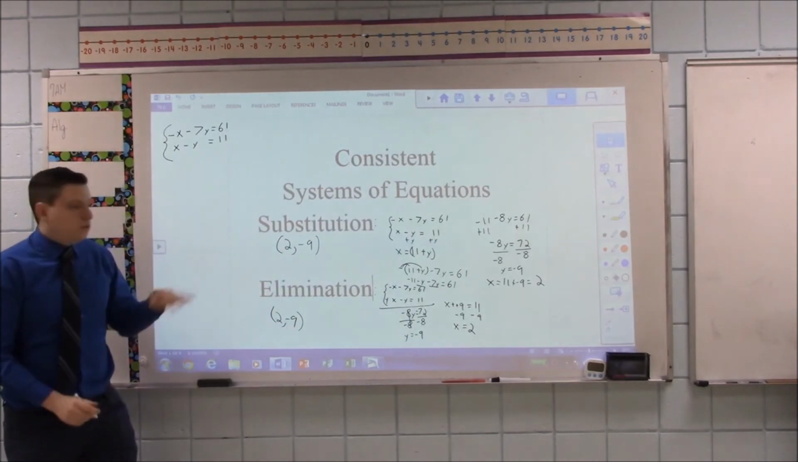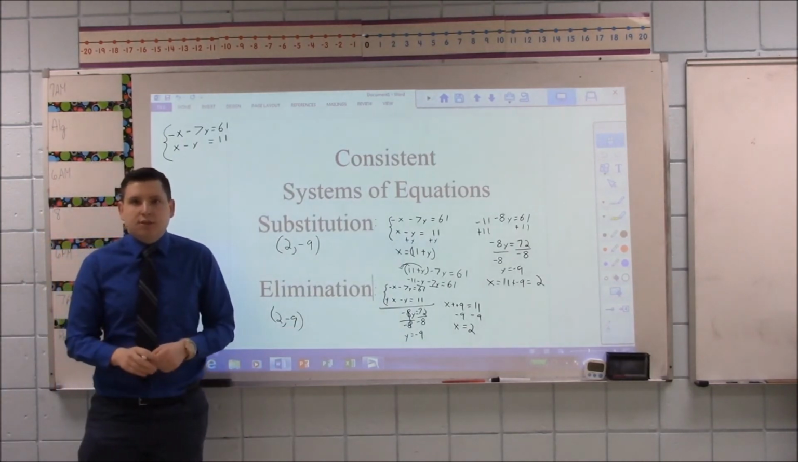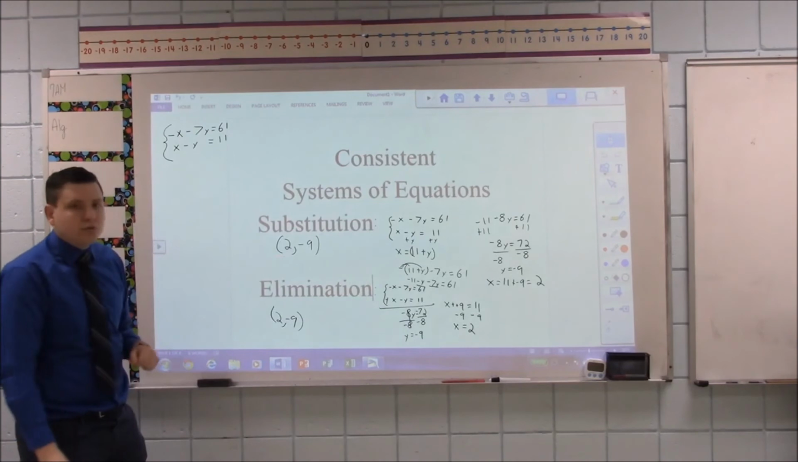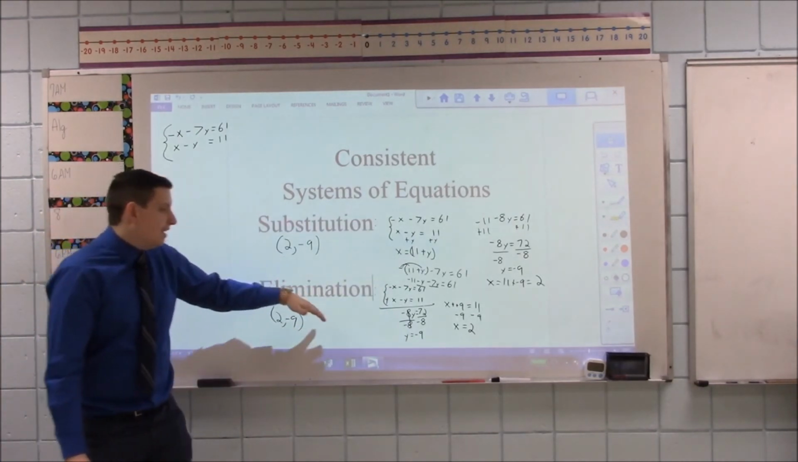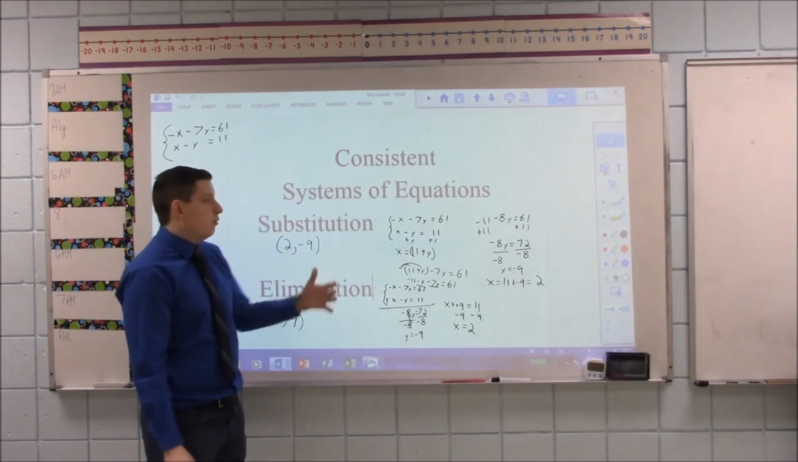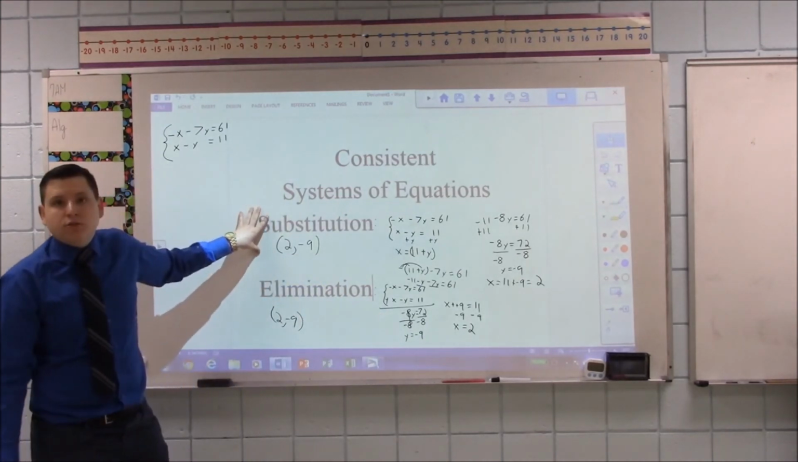Either way you solve it, you still get the same exact solution for the system of equations. In this case, it was 2, negative 9. When the coefficients are the same, it is quicker and easier to use elimination. However, when they're not the same, it might be easier to use substitution.